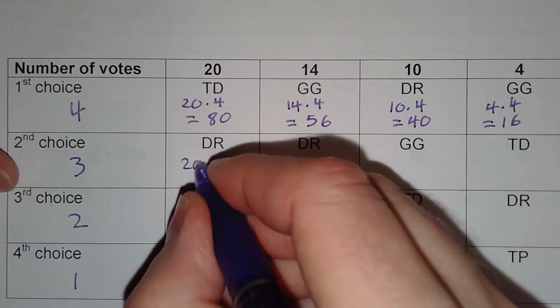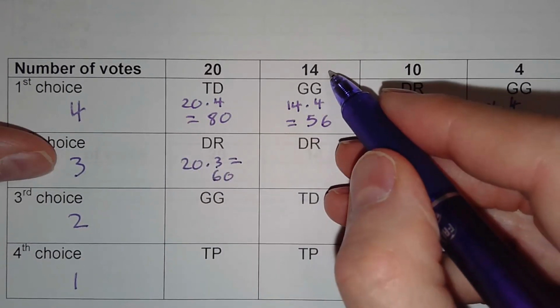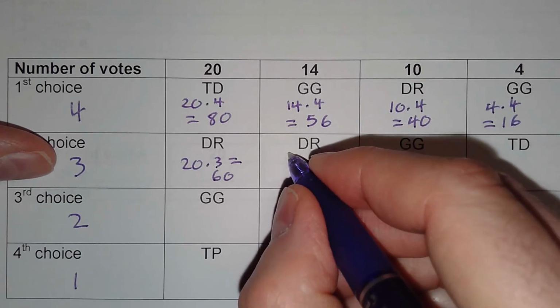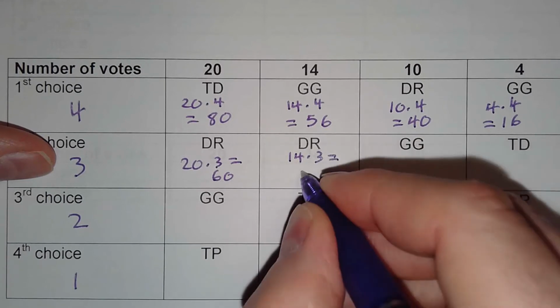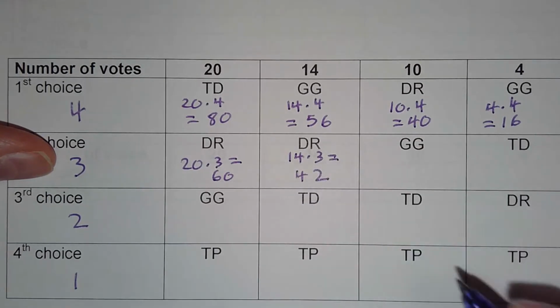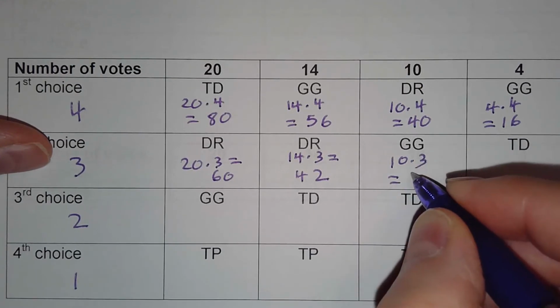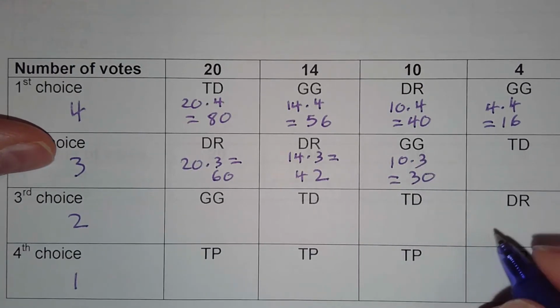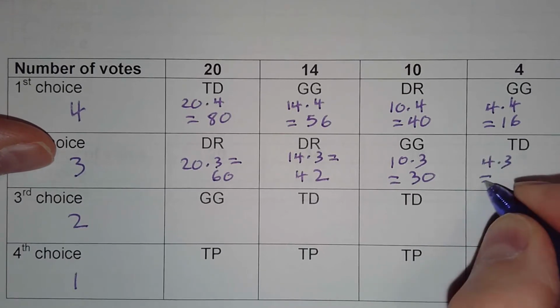Now let's move down to the second row. So we have 20 times 3. That's 60. 14 times 3, and that's 42. 10 times 3 is 30. And 4 times 3 is 12.